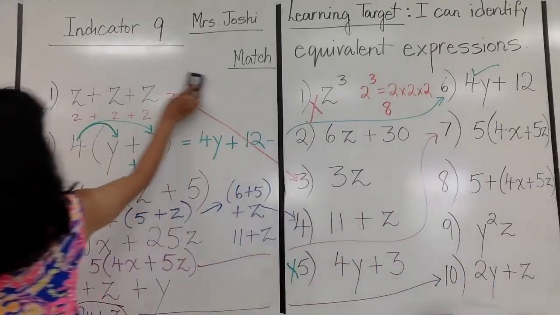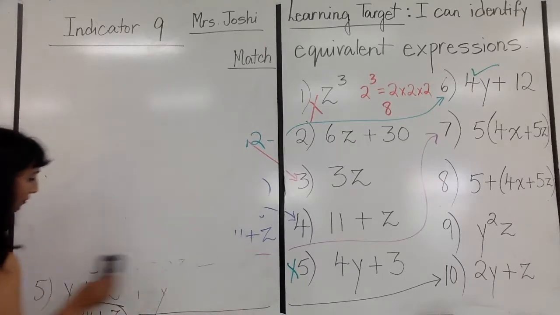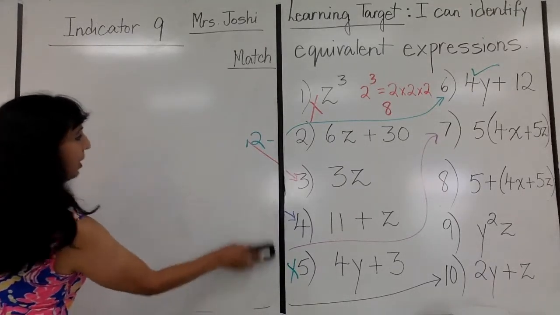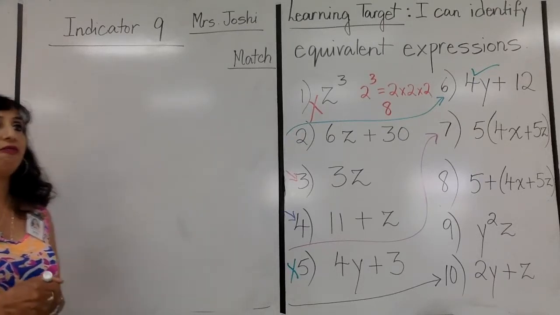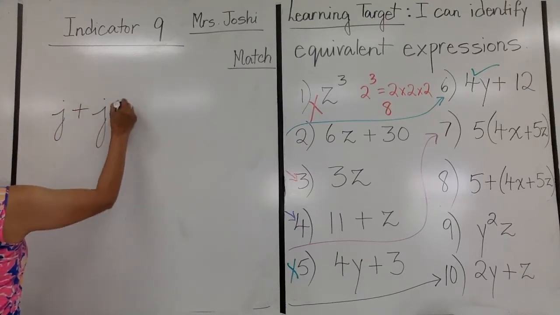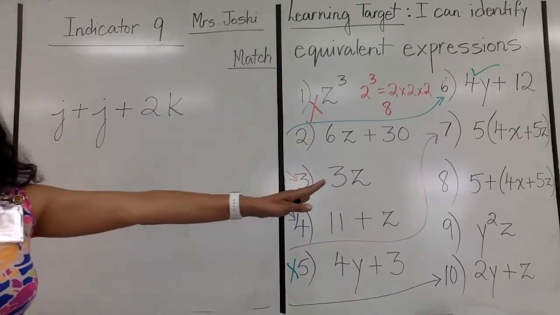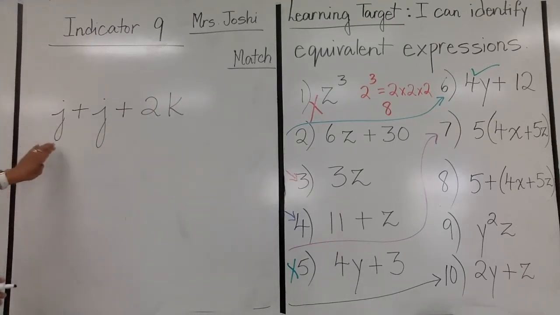So let me just remove this now. The best way for you to do all of these is to quickly solve it, and then automatically you'll be able to match it to the correct thing. If I say j plus 2k, now we don't have anything matching, but I just want to show you how you can match. So look, these two are the same.